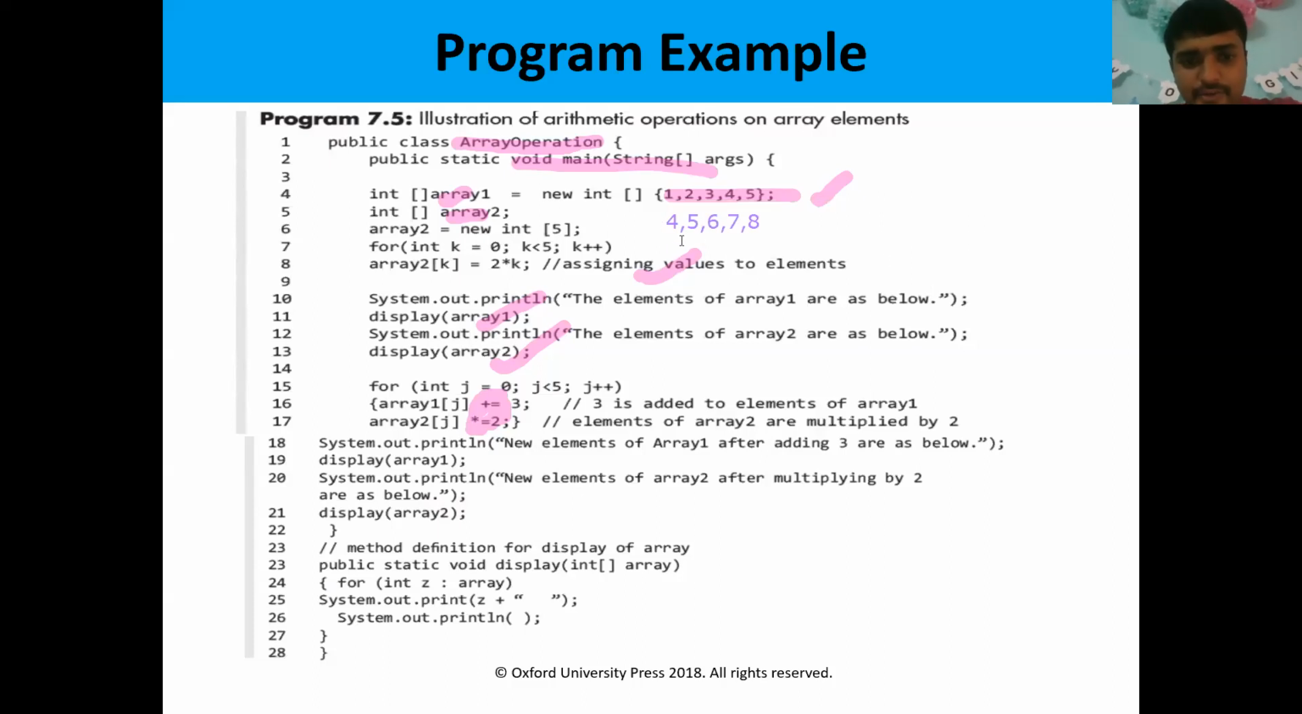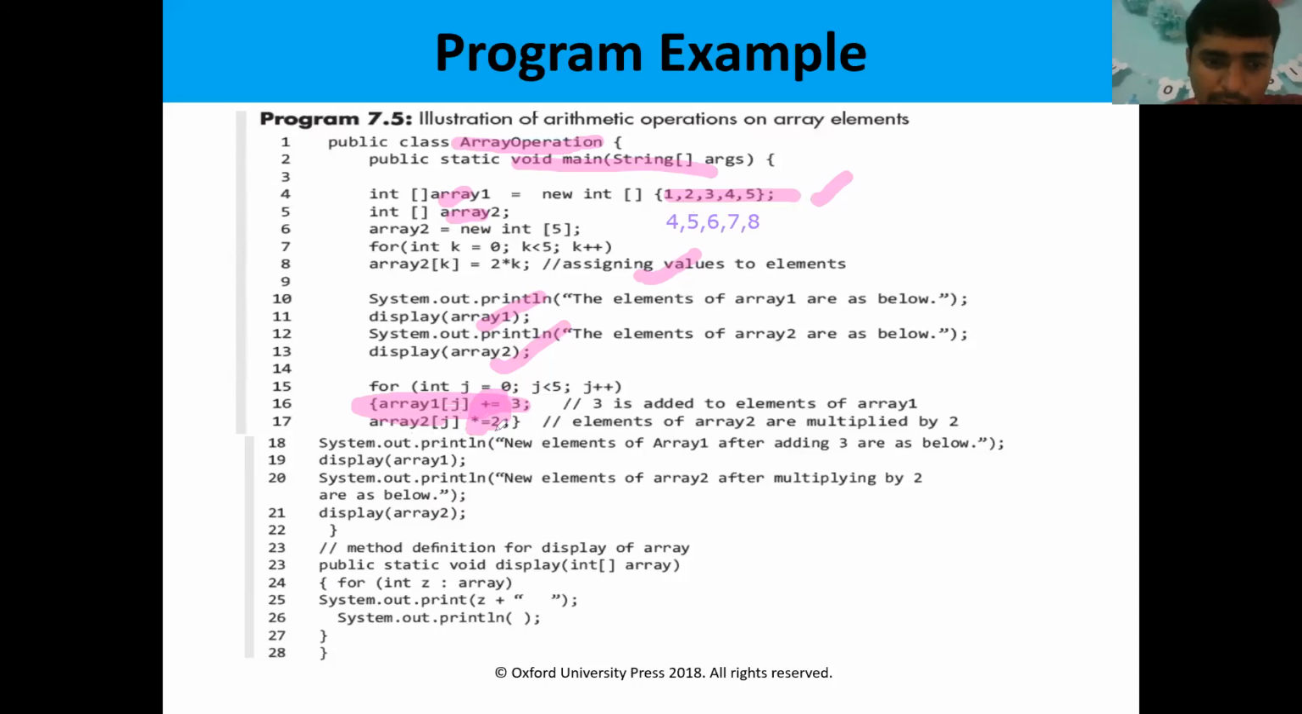So these are the values after performing this addition operation. This line, array1[j] += 3, means array1[j] is equal to array1[j] plus 3. That means we are adding 3 to each of the elements. That means we are performing an addition operation on the array.